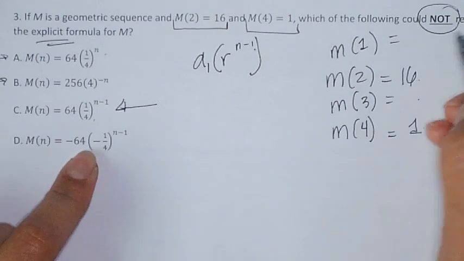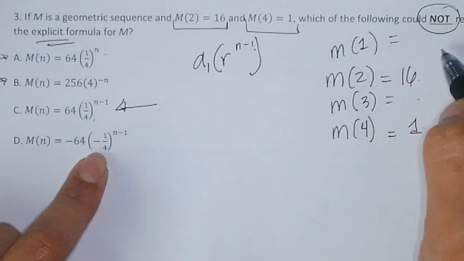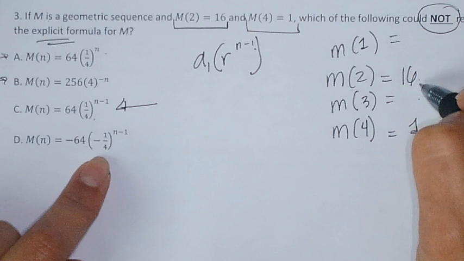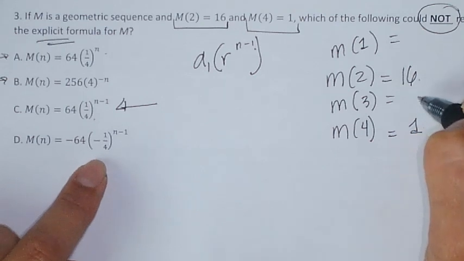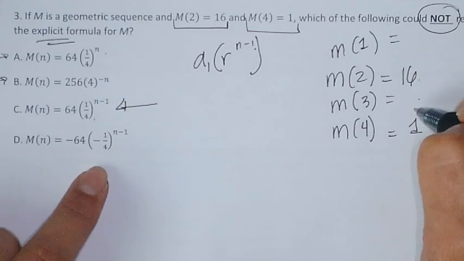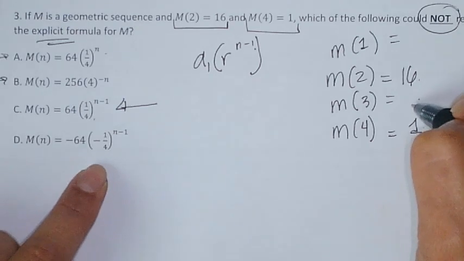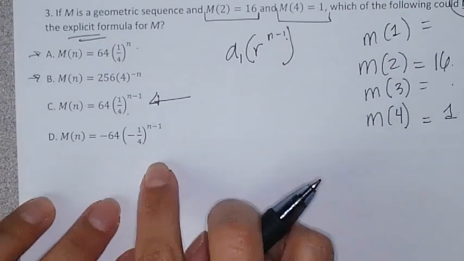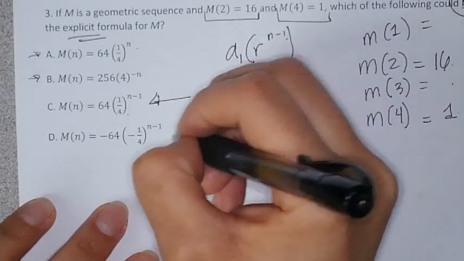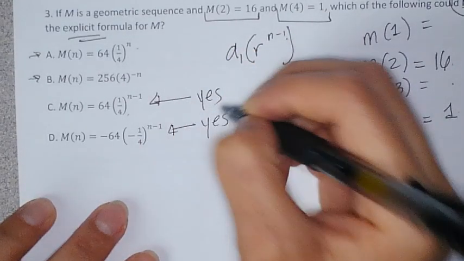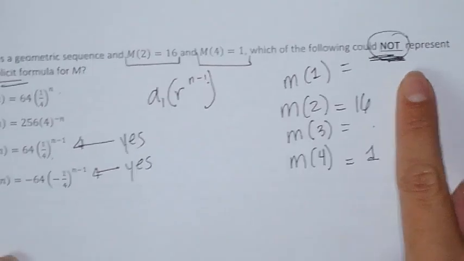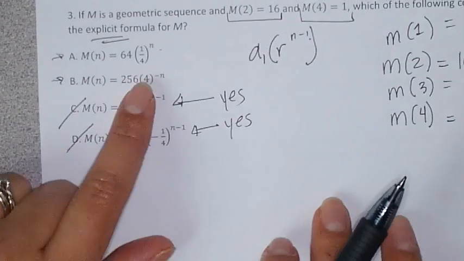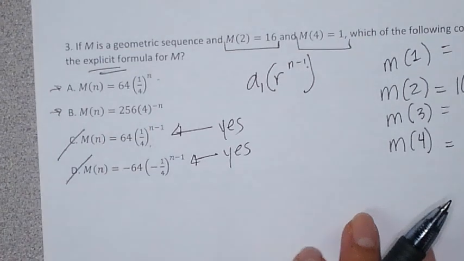If I use this one, negative 64 times negative 1/4 would give me positive 16. Positive 16 times negative 1/4 would give me negative 4, and negative 4 times negative 1/4 would give me 1. So in this case, both of these actually work. Because I'm looking for the one that does not, these cannot be the answer, so then we have to figure out which one of those.